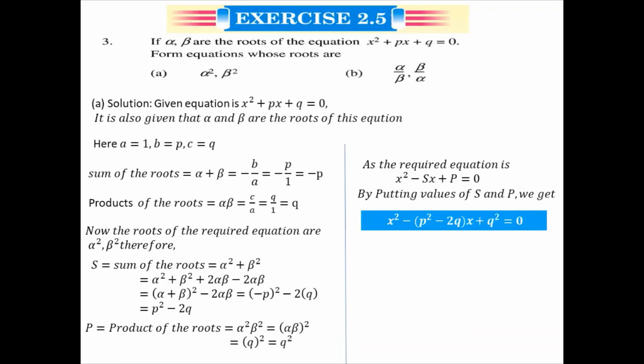So this is the exercise 2.5. The remaining parts of all the questions you have to solve yourself.